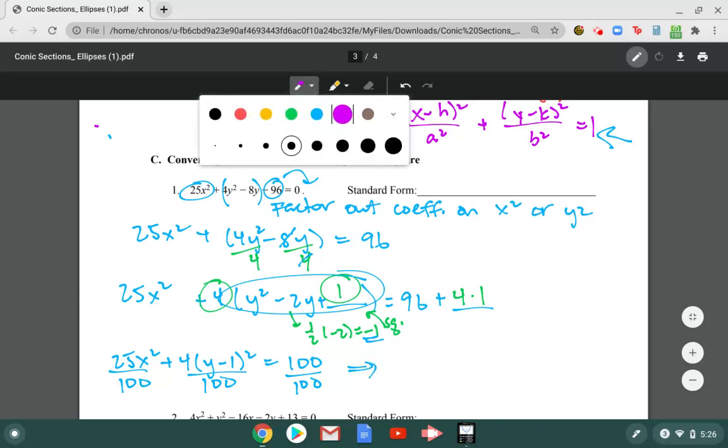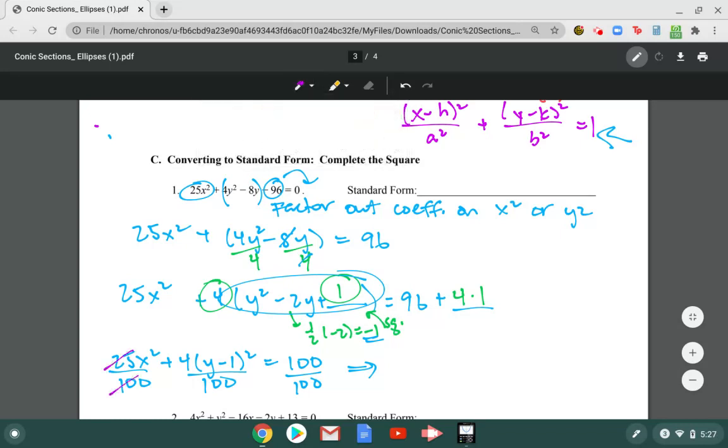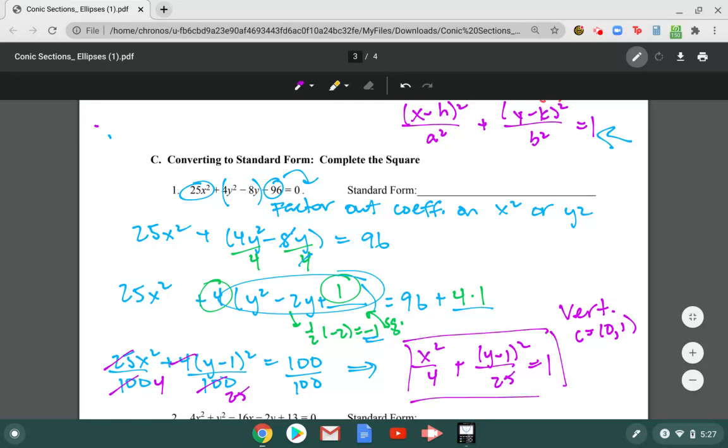This is going to get me to my standard form. So I'm going to write this in purple. Let's go ahead and simplify. 25 over 100 is 1/4, so I get x squared over 4 plus, 4 into 100 is 25, (y minus 1) squared over 25 equals 1. So we can see that we've got a vertically oriented ellipse, and our center is (0, 1). But this is our answer right here.